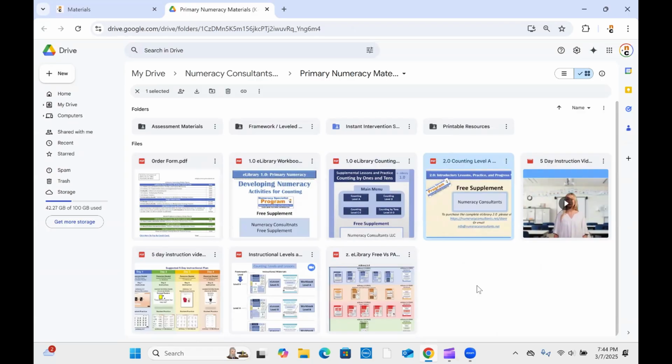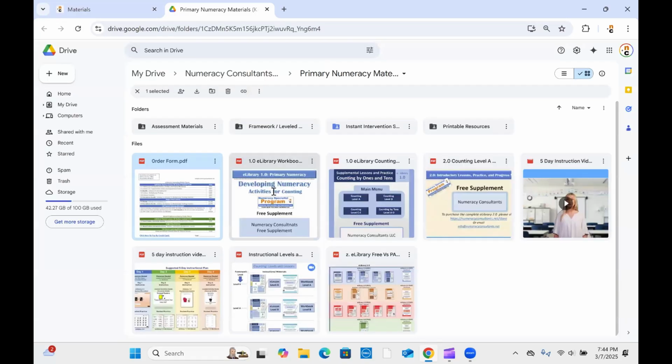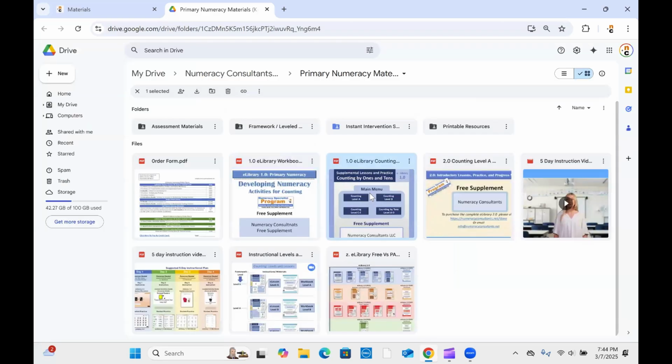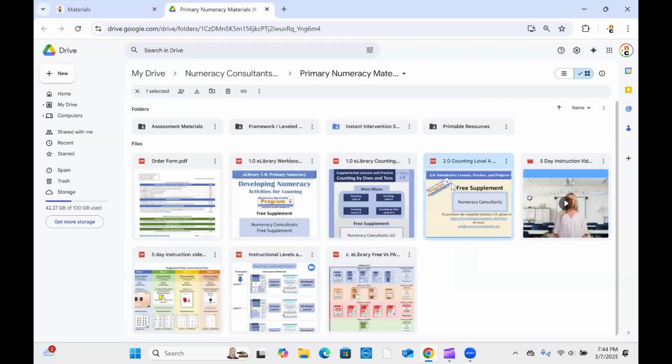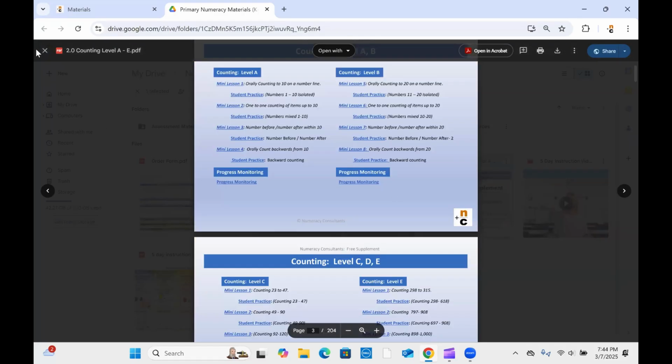It's very busy when you first get in, so I'll quickly go over everything. There are folders you want to make sure you recognize, but first, there is the order form. The order form is how you would do the ordering. Then we have the eLibrary 1.0 workbook, which we talked about. You have the eLibrary supplemental lessons and practice for the 1.0, which we've talked about before. You have the eLibrary 2.0 for counting and for counting by tens, and that's all here.